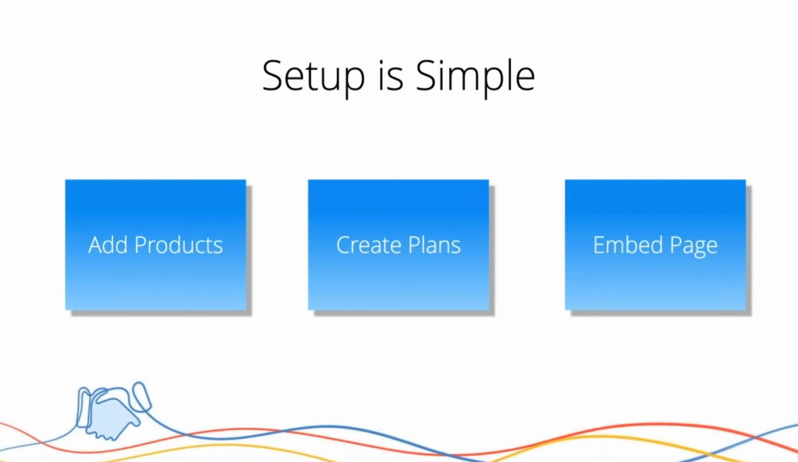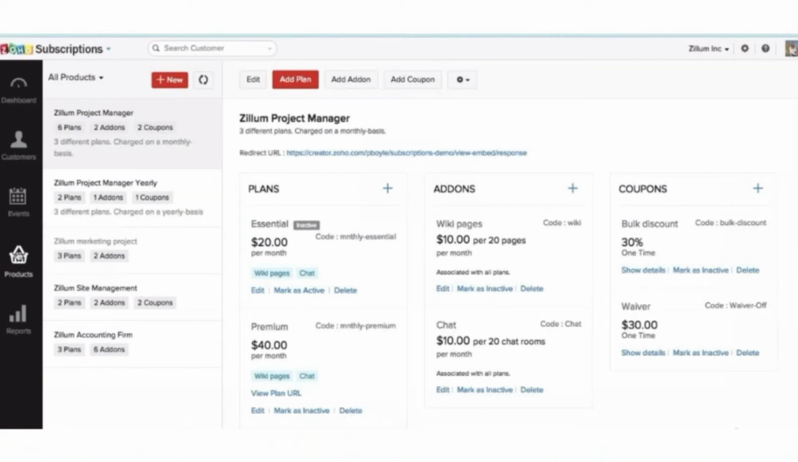So setup overall is quite simple when it comes to Zoho Subscriptions. You simply add products, create plans, and embed the page. You can literally get set up within minutes, and that's what I'm going to walk you through right now, these 3 steps.